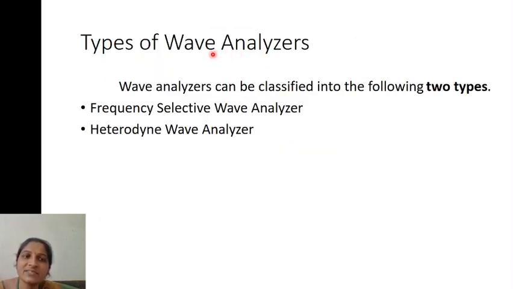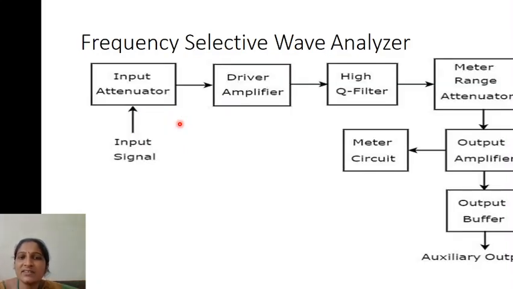The different types of wave analyzers are the frequency selective wave analyzer and the heterodyne wave analyzer. In the frequency selective wave analyzer, you select a particular frequency, and that particular frequency is to be measured. Now this is the input signal. This is given to the input attenuator. What is the meaning of attenuation?